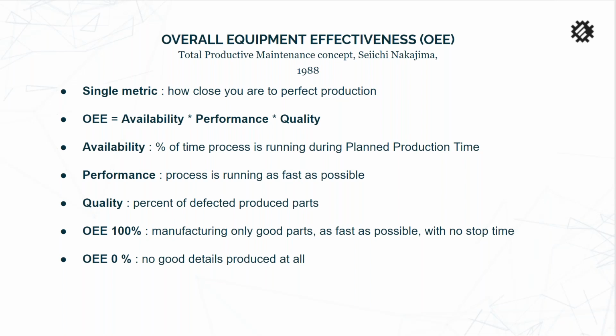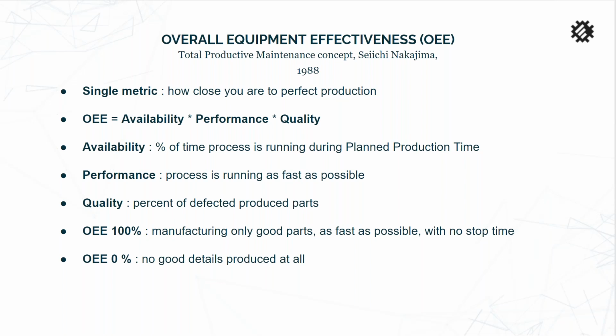So OEE comprises availability, performance, and quality. And these metrics can be automatically calculated with IoT sensors. Let's break down these terms a little bit. Availability on the smart factory is the maximum time that you can use for production.